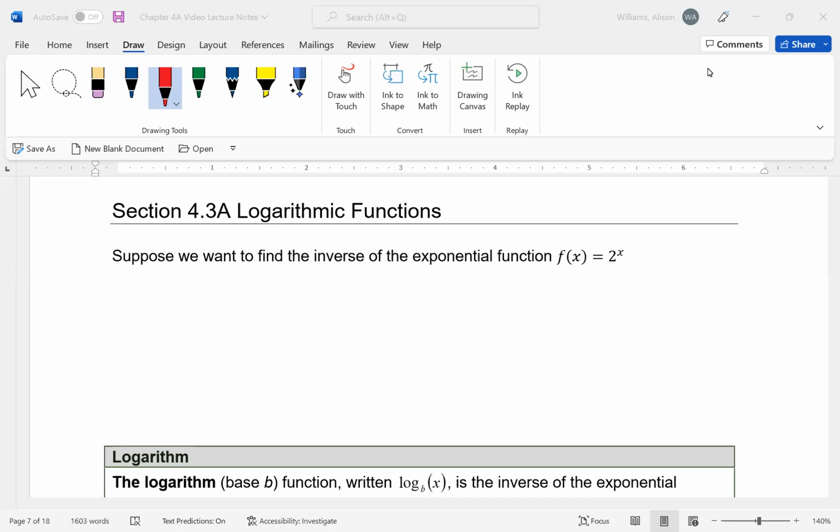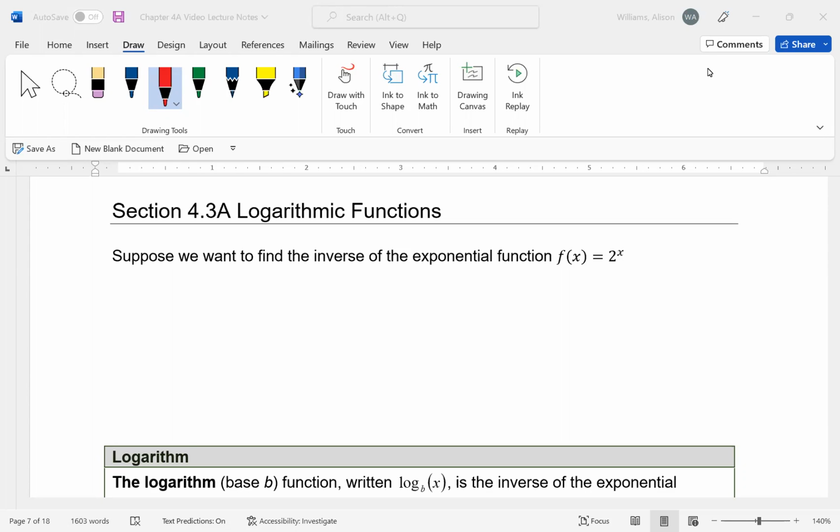In this video, we're going to talk about logarithmic functions. So this is our first introduction to something that we have never really had experience with before, unless you've taken this class before. Before we jump into what a logarithm is, let's review really quick how to find the inverse of something. In particular, let's find the inverse of this exponential.